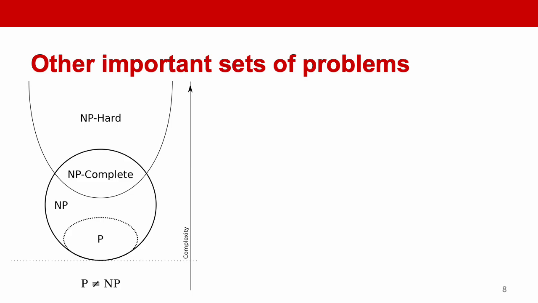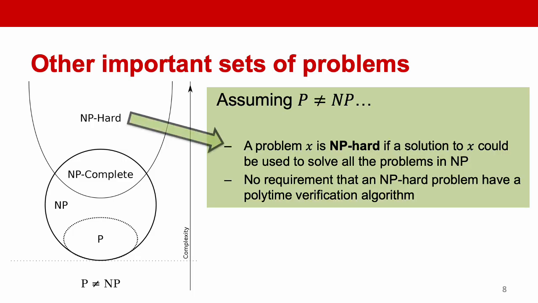Okay, so now that we've talked about P and NP, and we agree that we are ignorant and we don't know that P is equal to NP or not, let's talk about other sets of problems. So I've drawn the picture here as P being a subset of NP, and at the top of NP I have this thing called NP complete. So above that I have NP hard.